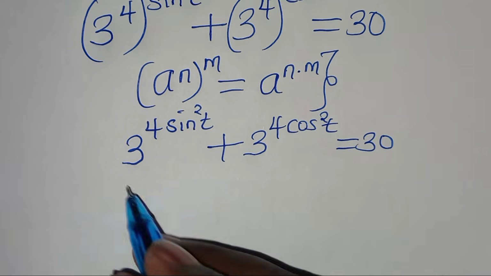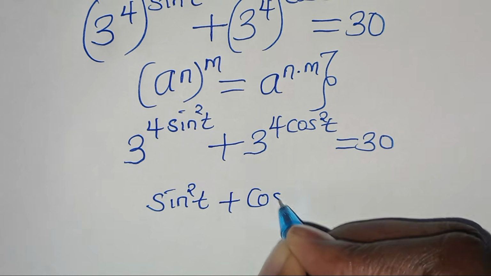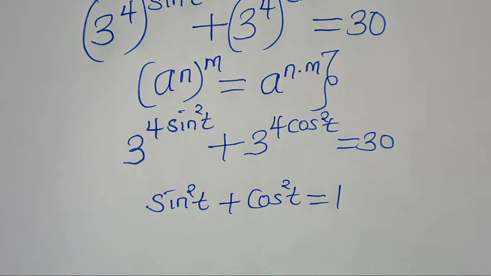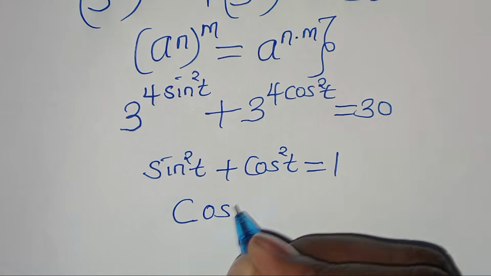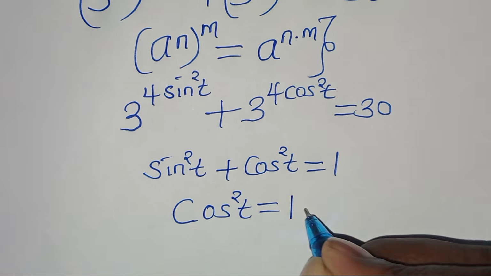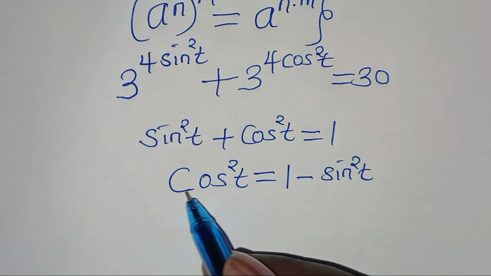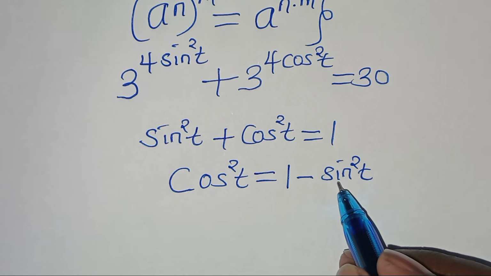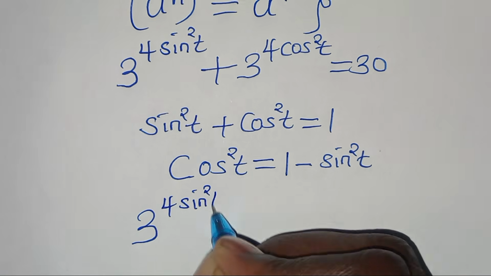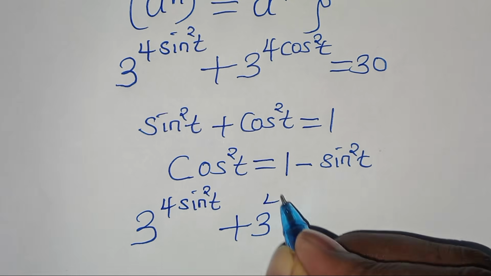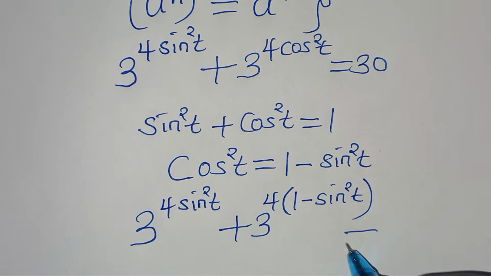Now, from the trigonometric identity, sine squared t plus cos squared t is equal to 1. Let's make cos squared t the subject of the formula, so that cos squared t is equal to 1 minus sine squared t. Let's substitute cos squared t with 1 minus sine squared t, so that we have 3 raised to the power of 4 sine squared t plus 3 raised to the power of 4 times the parentheses 1 minus sine squared t, equal to 30.